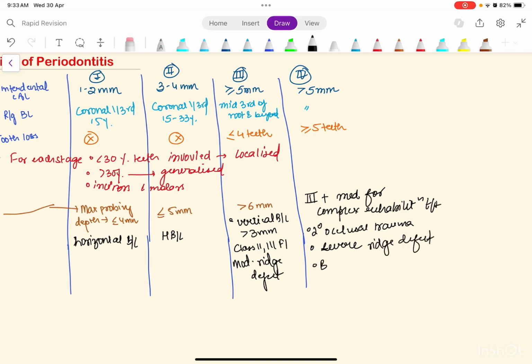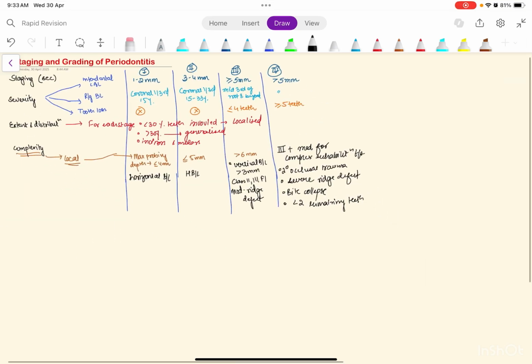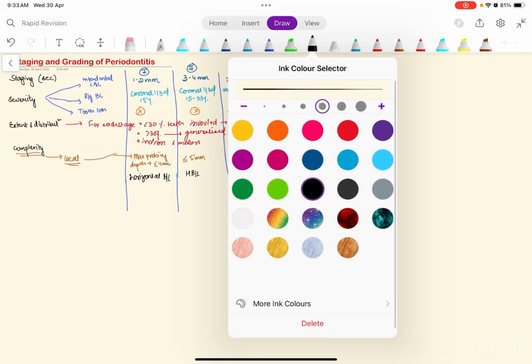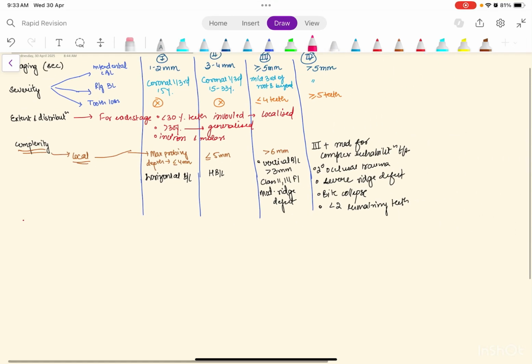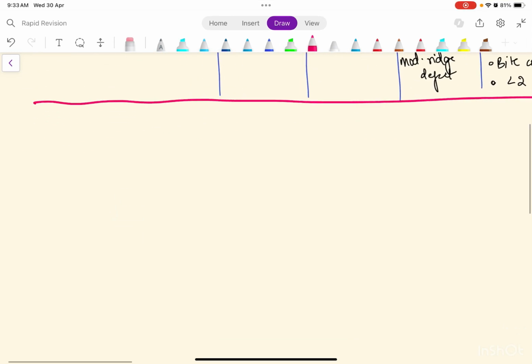Then you will see that there is not a moderate ridge defect, there is a severe ridge defect. Then bite collapse and less than 20 remaining teeth. Okay, now this is the staging. Now we'll talk about the grading.